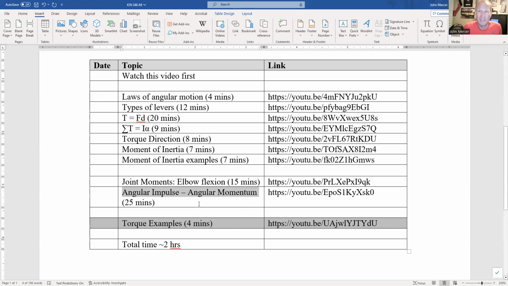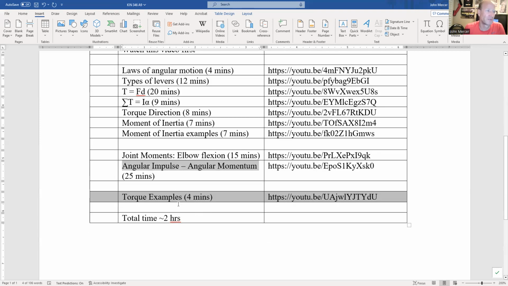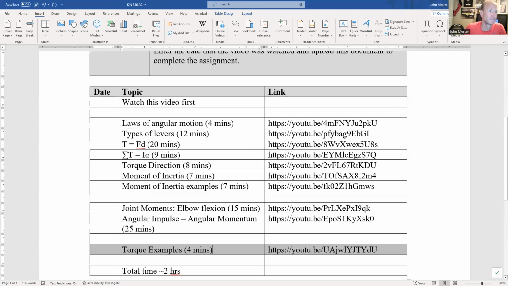You've had linear impulse, linear momentum information already. Now we're just going to take that same approach and apply it to the angular world. So it looks like a lot, but it actually moves along pretty good. And then I just go into some torque examples. It's an immersion video, but this is just looking at some different torque wrenches that I have in my garage, if you will. So just to show a practical application.